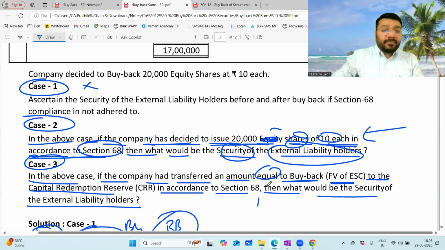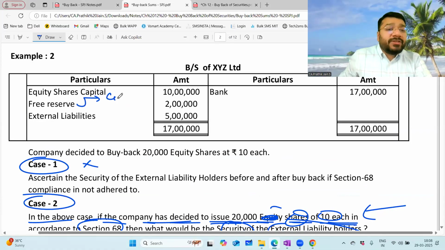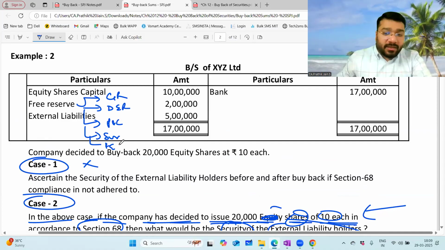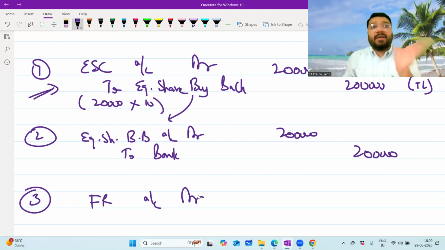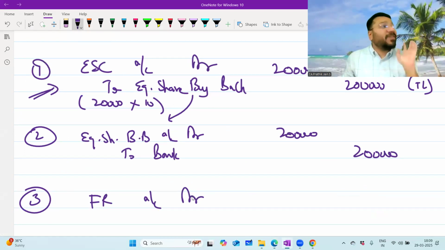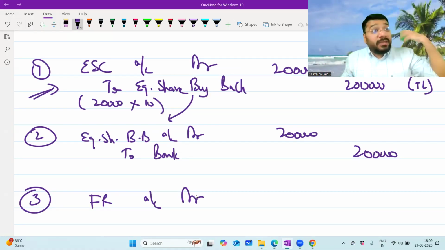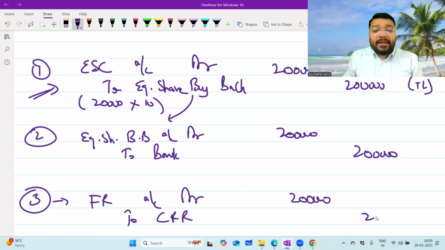So what is the reserve here? Free reserve. Can you give me an example of free reserves? General reserve, dividend equalization reserve, very good. P&L, surplus, retained earning, all these are different names. All these are called free reserves. So free reserves account debit. Free reserves will never come like this in the exam. They'll mention which account of free reserve that is, whether it is general reserve or surplus or P&L. They'll mention the specific account name. That account you have to debit. To what? Capital redemption reserve, 2 lakh and 2 lakh.